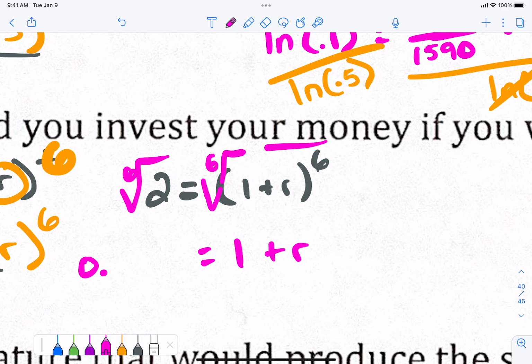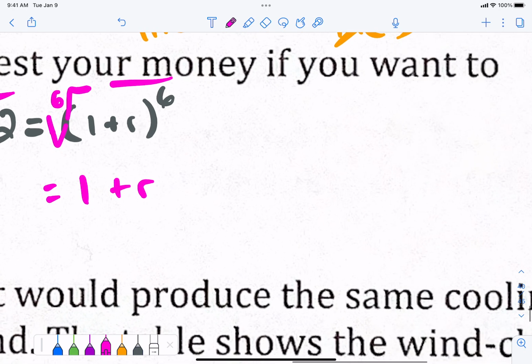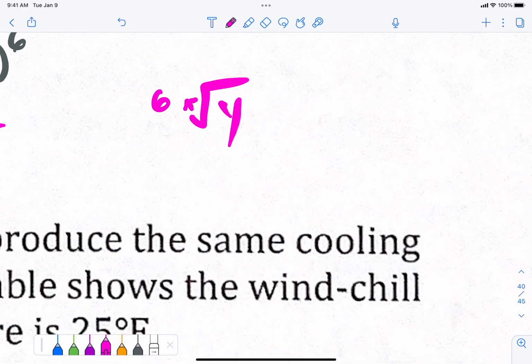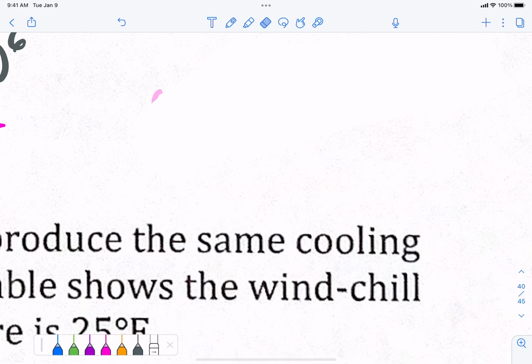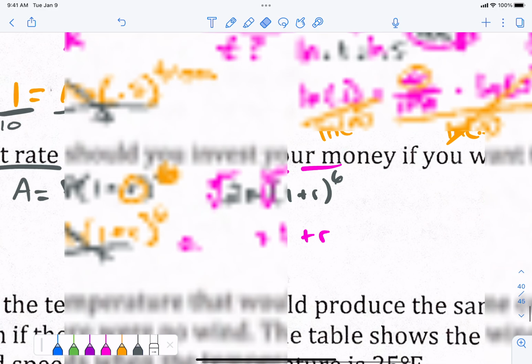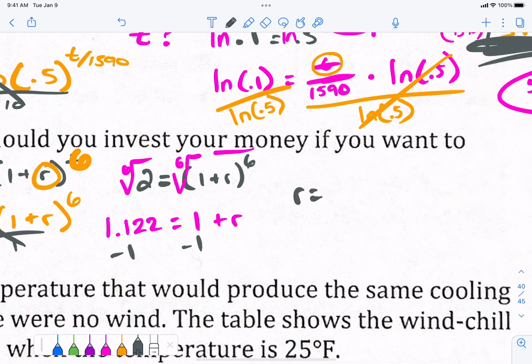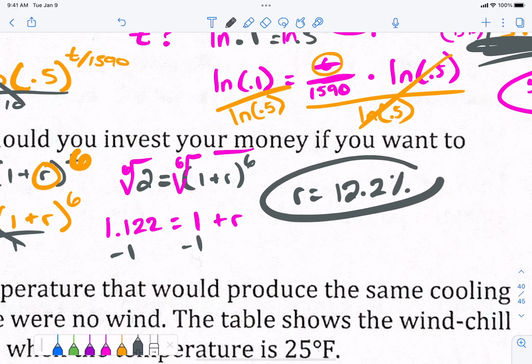Do you know how to do the 6th root of 2? You should have on your calculator a 6 and then maybe an x-root button. If it's not on the main screen, you go to the math button. I get 1.122. Oh, okay, so that's not that small. Yeah, that's 1.122. Then you minus the 1. So our rate would be 12.2% interest. Where are we going to find that?